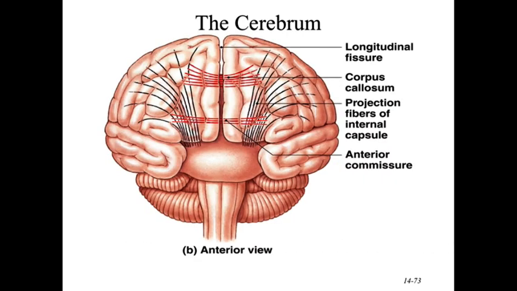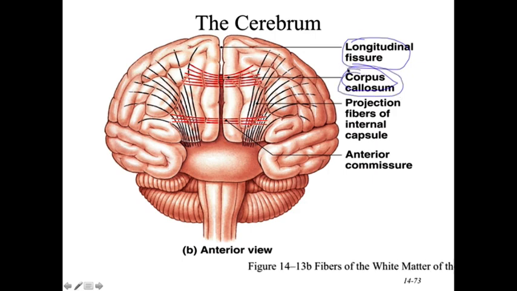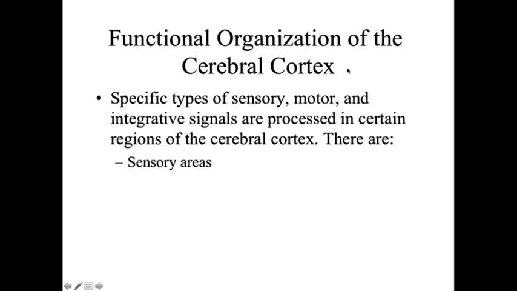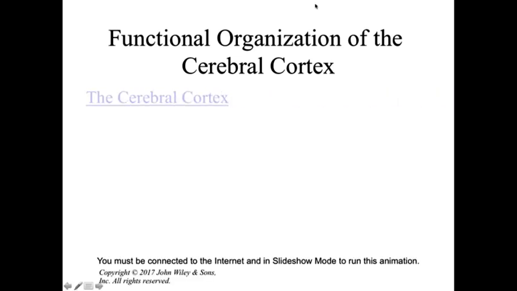The corpus callosum, we can see those projections going from the left to right hemisphere. We can see that right here. Here's the longitudinal fissure. And the corpus callosum is pretty important there. So there are specific functions of the cerebral cortex, sensory, motor, and there are also association areas.